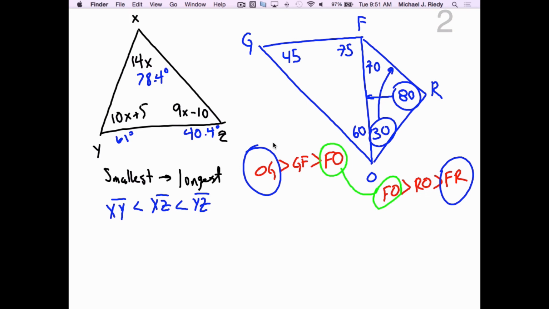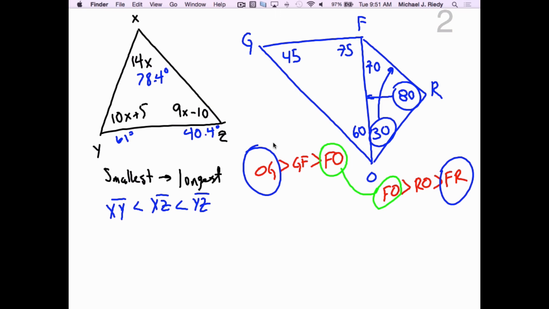You have to set up some kind of inequality. And this inequality will allow you to tie in some information between the two triangles. Usually it's the back statement on one and the front statement on the other. Okay, are we good with that? Danimal?